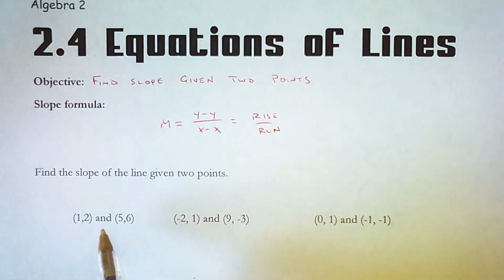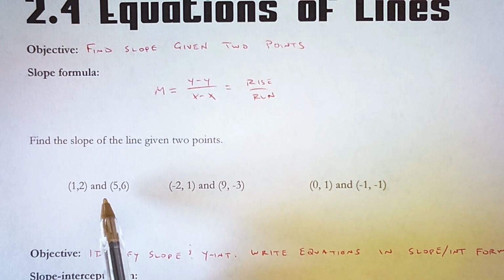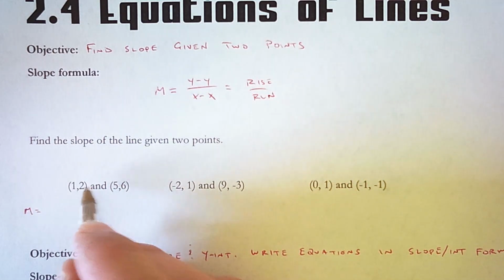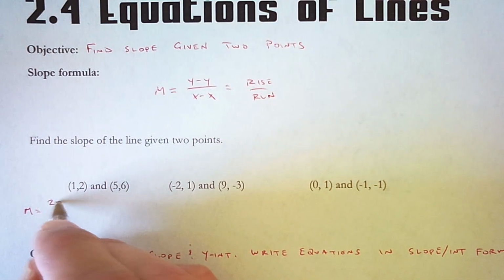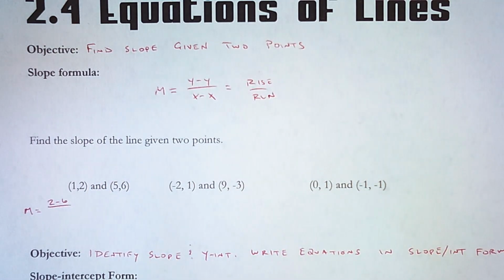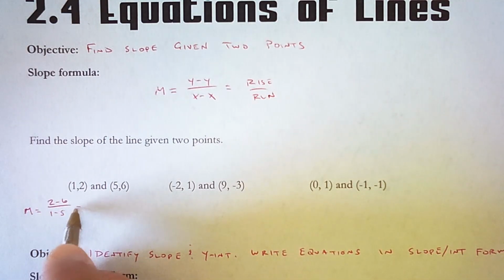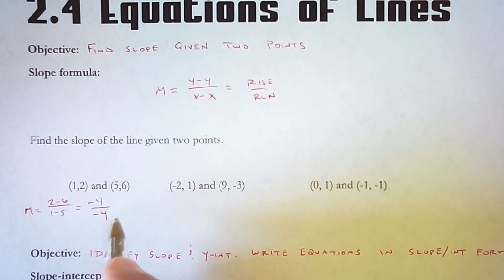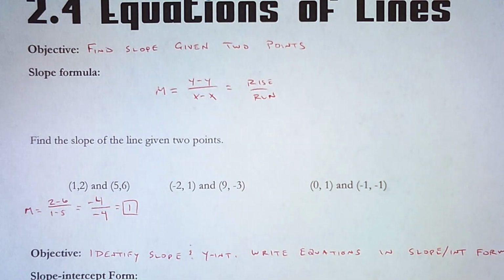Okay, so we have 2 points here, and we are going to find the slope given those 2 points. So the slope is y minus y, that's 2 minus 6 or 6 minus 2. I'm going to go with 2 minus 6. And it doesn't matter if you do 2 minus 6 or 6 minus 2, but once you set that direction for the first part, for the y minus y, you've got to follow that same direction for x minus x. So it's 1 minus 5. So 2 minus 6 is negative 4. And 1 minus 5 is also negative 4. And negative 4 over negative 4 is 1. So the slope here is 1.